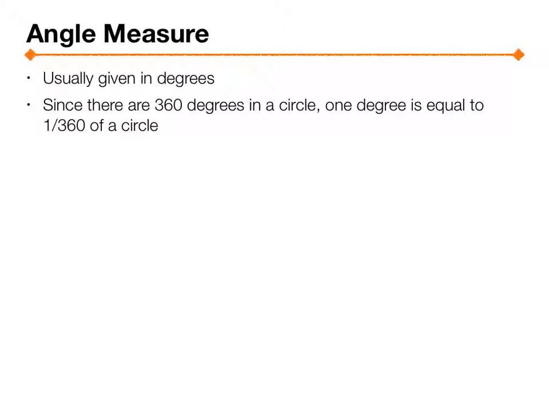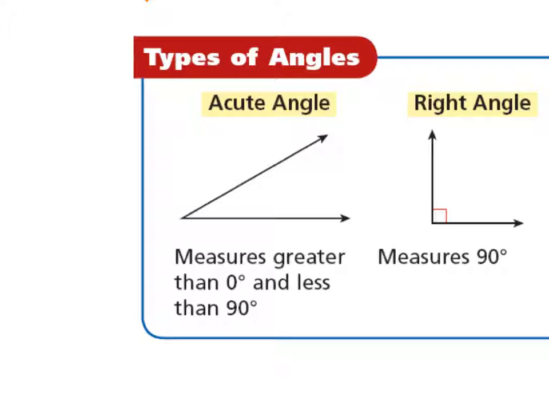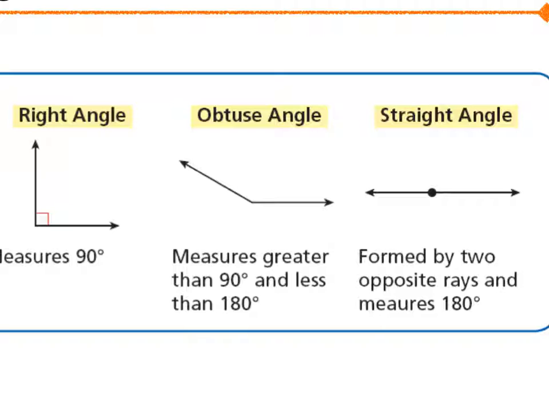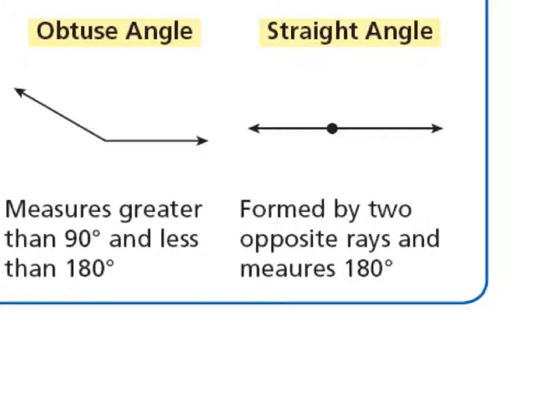To measure an angle, we measure in degrees. Since there are 360 degrees in the circle, 1 degree is equal to 1/360th of a circle. So we'll get more into that as we go. The types of angles. We have an acute angle, which measures greater than 0 degrees and less than 90. A right angle, which measures exactly 90 degrees. An obtuse angle, which measures greater than 90 degrees and less than 180. And a straight angle, that is formed by two opposite rays and measures 180 degrees. So what do we say? Two opposite rays make a straight line. So a straight line would be a straight angle at 180 degrees.